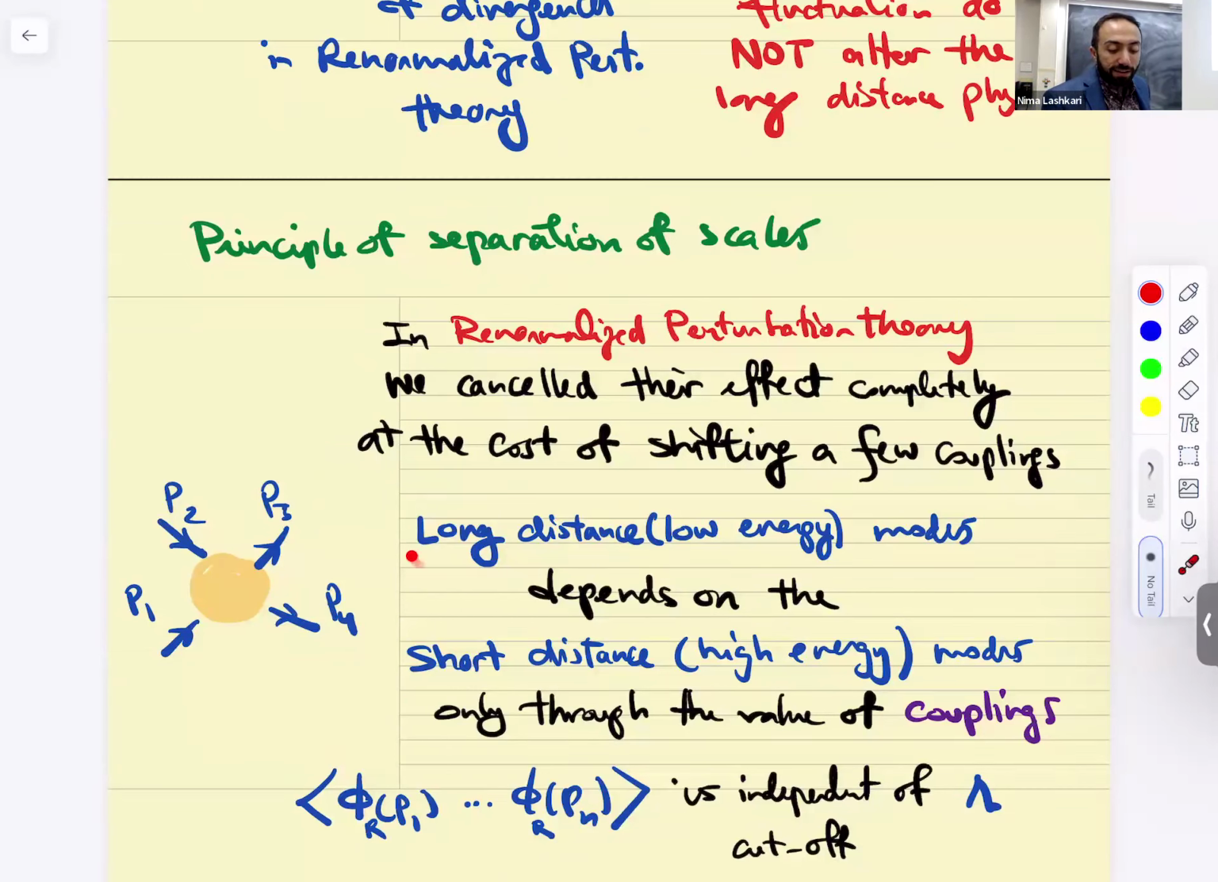It's telling you that long distance, low energy modes depend on short distance modes in a very, very weak sense, that the effect of the high energy modes is just to change the couplings of the low energy modes, how strongly they couple. It's just a bunch of coefficients. They can't have a more sophisticated effect. And this is the principle of separation of scales. It's a deep, deep principle.